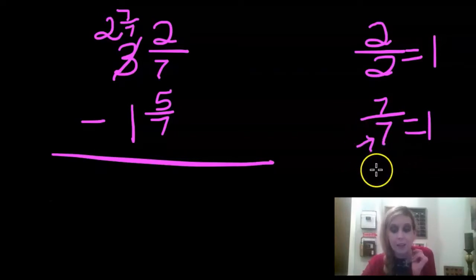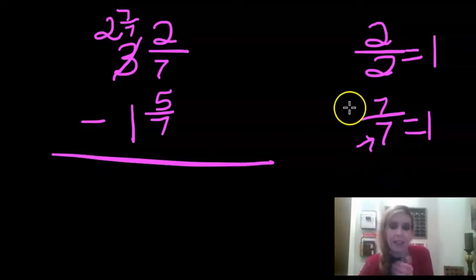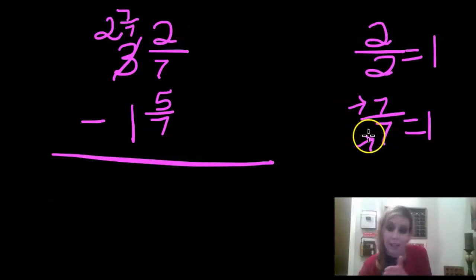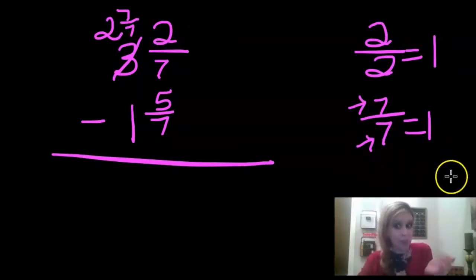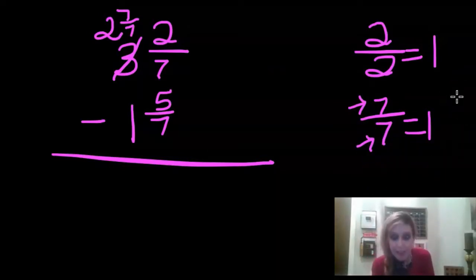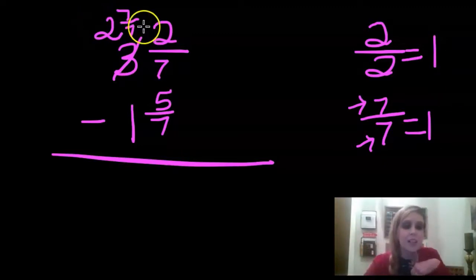Remember, the denominator is how many total parts, and the numerator is how many parts I have. I have all of the parts, so I have the whole piece. I have the whole pie. Does that make sense? So 7/7, I'm going to be adding it to the 2/7.